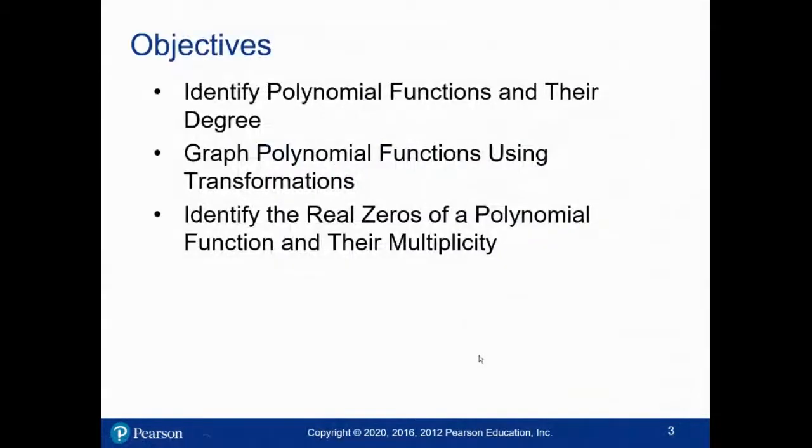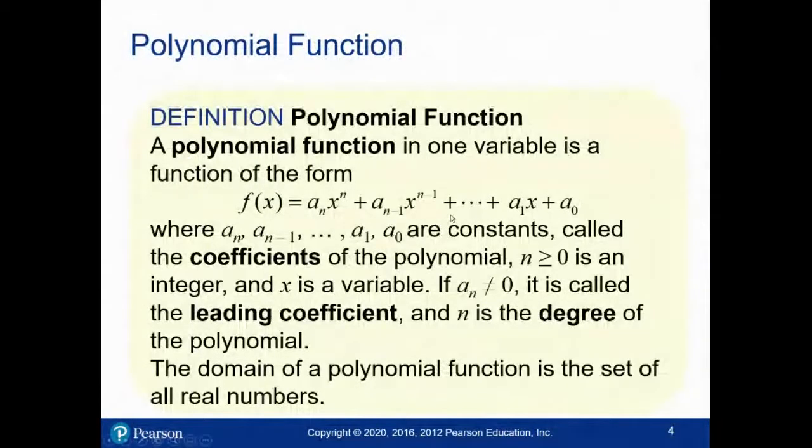So in this section, we're going to learn how to identify what a polynomial is and something called its degree. We're also going to graph some polynomial functions using these transformations, the horizontal shifts and all that stuff. And then we'll also learn how to identify roots or real zeros of a polynomial and what is called the multiplicity of those things. So first thing first, what's a polynomial?